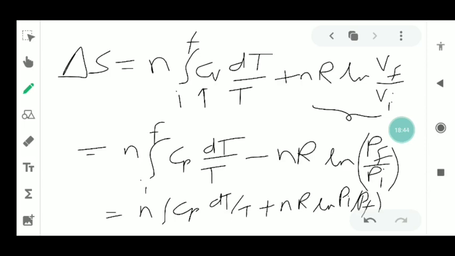For the ideal gas, basically we consider that Cp and Cv are constant, but for real gases they may depend on volume and pressure. So these are the expressions for change in entropy for the entire process.